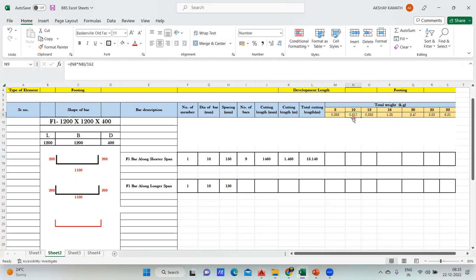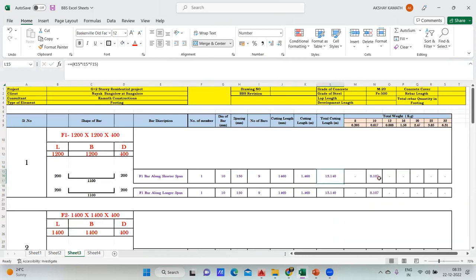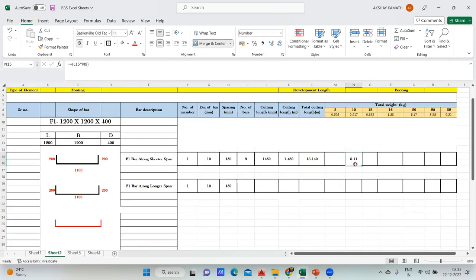It is 0.617. So the weight will be plus, open the bracket. Okay. Total cutting length. If I multiply this cutting length with the weight of a 10 diameter bar, that is 0.617, and then close the bracket, hit the enter button. So 8.11 kg is the total weight of my bar that is required, if I want to prepare F1 footing of only one number. So 8.11 I got. Yeah, here also it is 8.107. If you want to increase this to 3 decimal point, it will be all right. Yeah, fine, not an issue. Okay, you can follow this. Yeah, great. That's it.